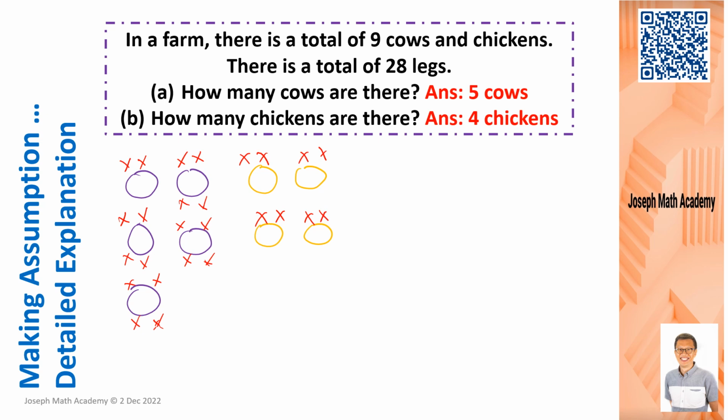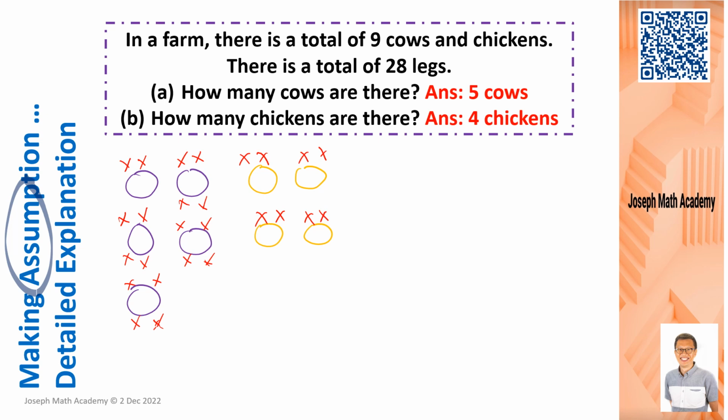Now, but today I'm going to convince you to use making assumption. So, from the title, you already know we are assuming things. When we make assumption, we are assuming all the animals are just of one type. So, it's either four-legged or two-legged, not two types, just one type.